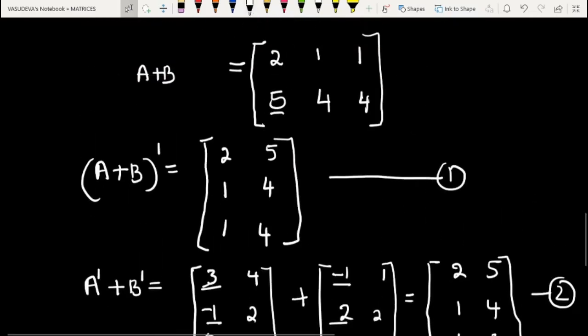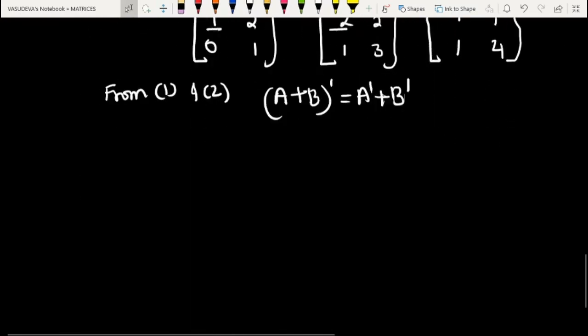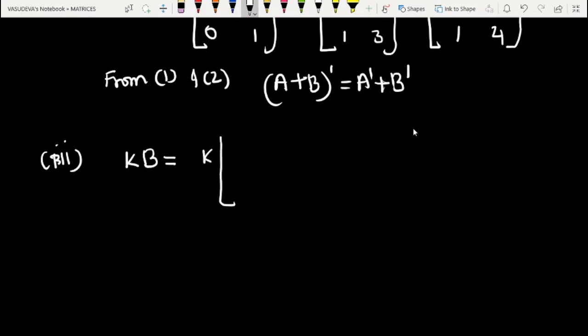So now what is the other property? That means what we have to show is kB whole dash is equal to k into B dash. So now consider the third one, kB whole dash. Take kB now. B is [-1, 2, 1; 1, 2, 3]. Now what is the scalar multiplication of the matrix? This matrix is multiplied by k.